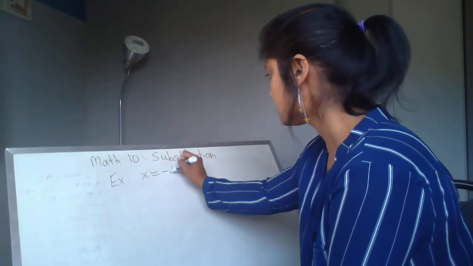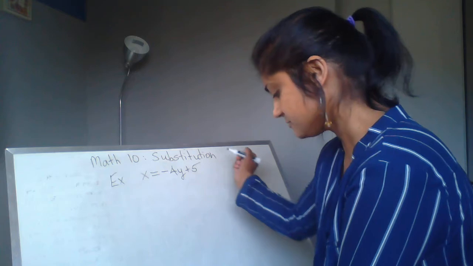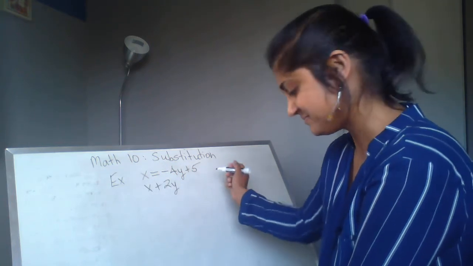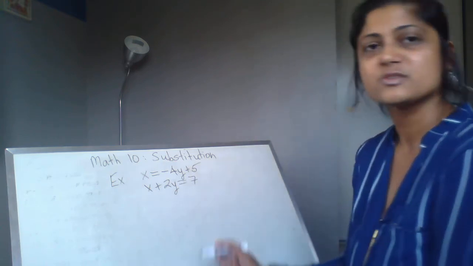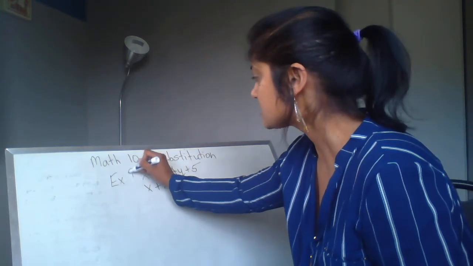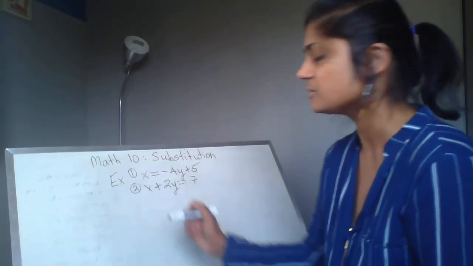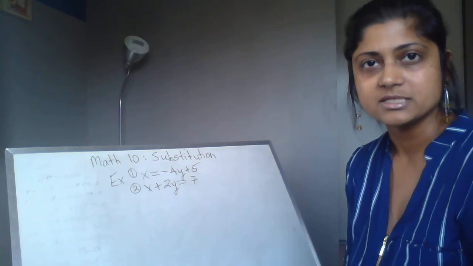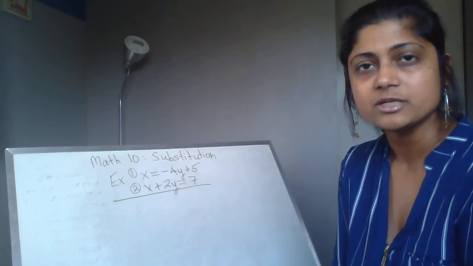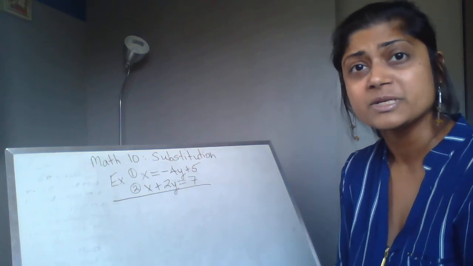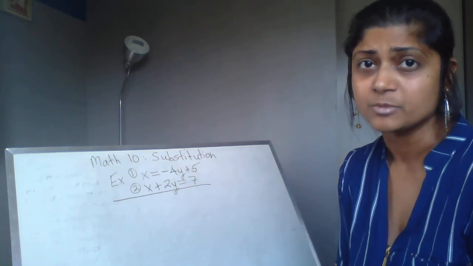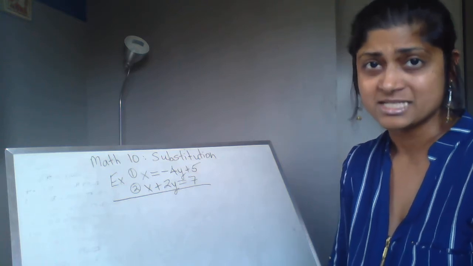So x equals negative 4y plus 5. And the second equation is x plus 2y equals 7. This is how it's given in the textbook. I always like to put the numbers 1 and 2 to label the different equations. That way the teacher can see your steps very clearly and no marks will be taken off, even if you get the wrong answer. Teachers are always giving part marks, and I want to make sure I'm showing all my steps.